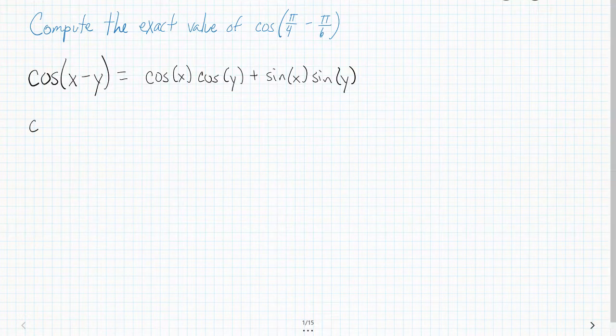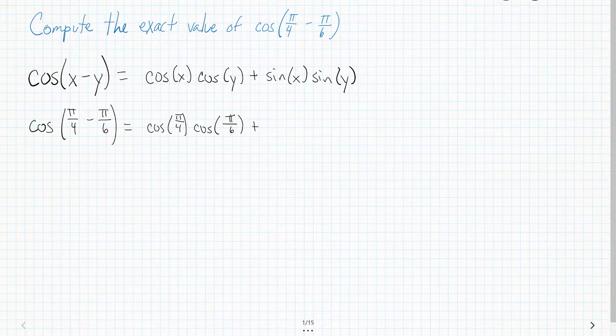Well, we have cosine of pi over 4 minus pi over 6 equals, well, our x is now pi over 4, so that's cosine of pi over 4, and then cosine of our y value, pi over 6, plus, and then we do the same thing. The x value once again is pi over 4, so we get sine of pi over 4, and then sine of pi over 6.